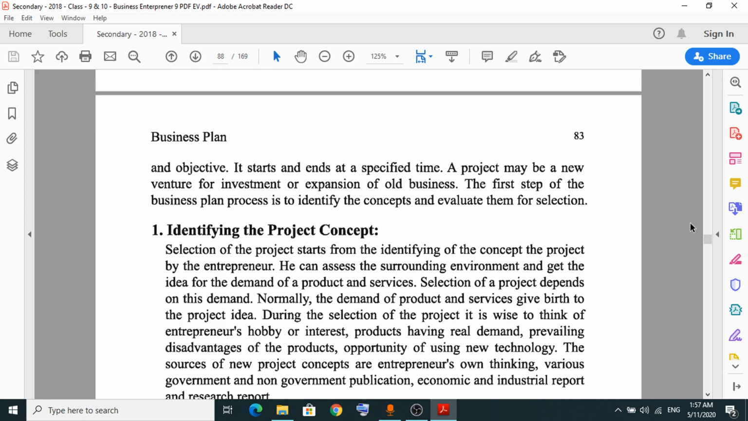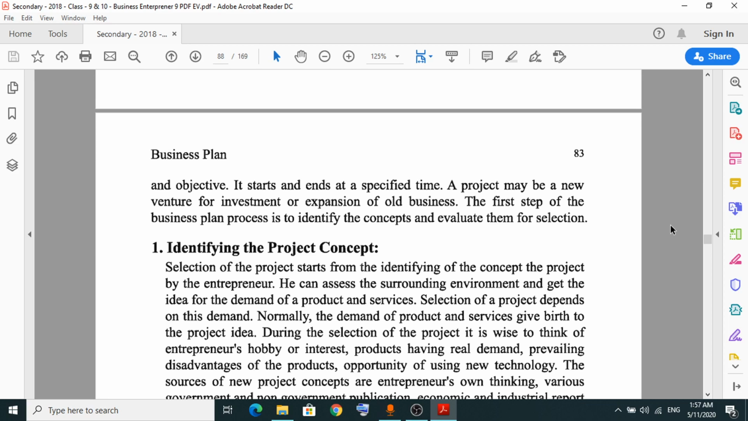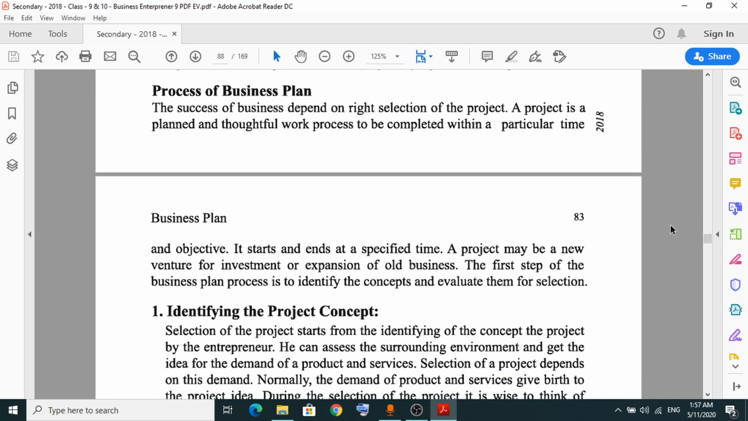A project may be a new venture for investment or expansion of an old business. That means if you want to start a new business, or expand an old business, the project may depend on them. So this is the beginning of the process of business plan. The first step of the business plan process is to identify the concepts and evaluate them for selection.